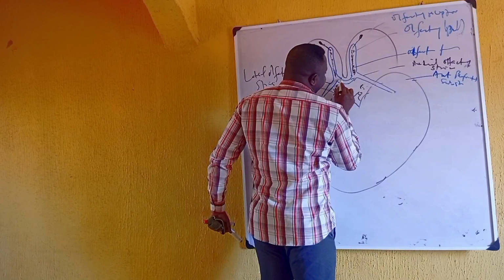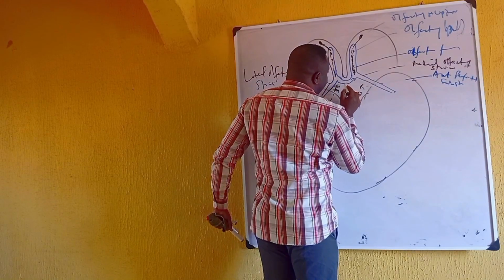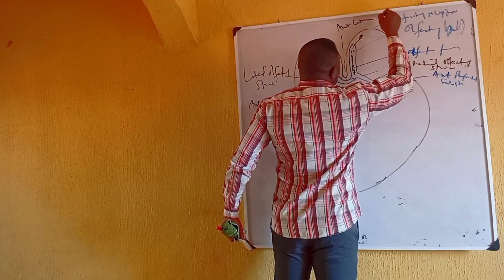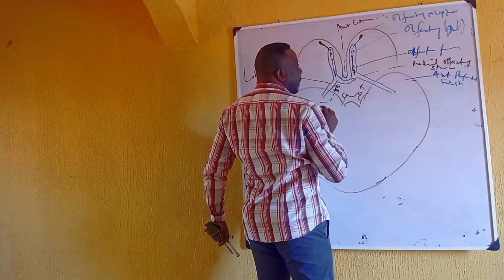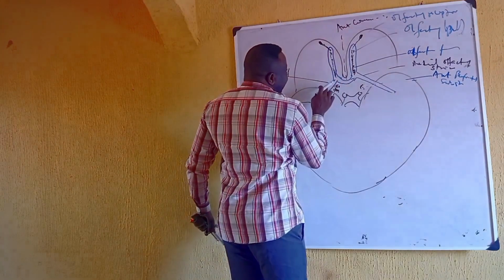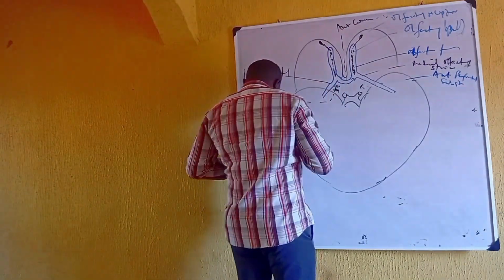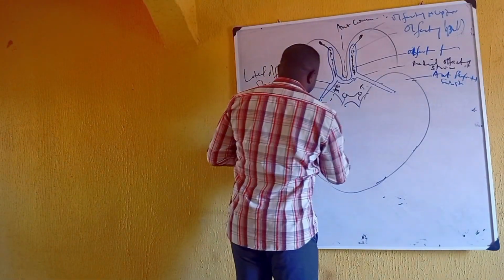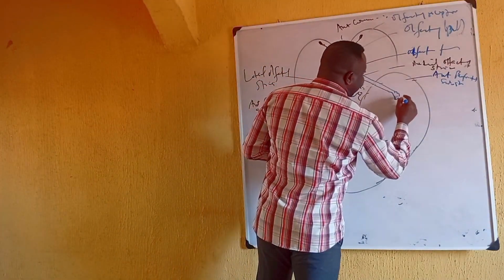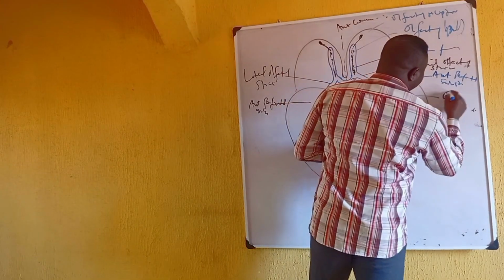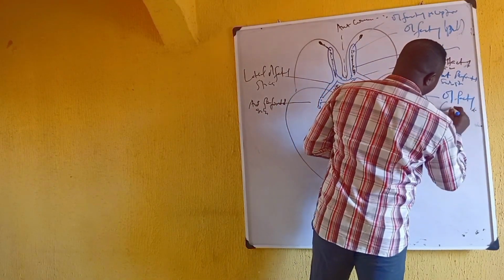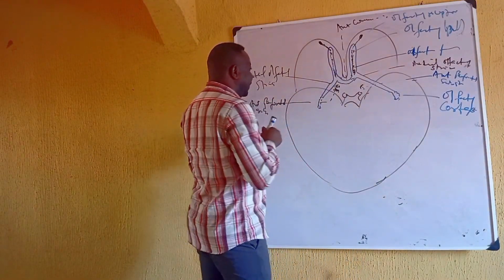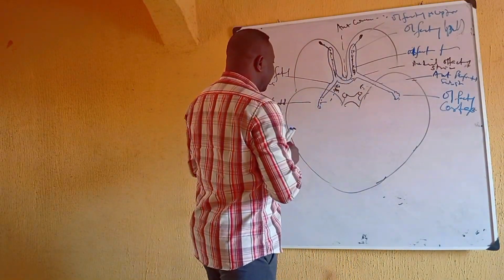Now, the medial olfactory striae passes through the anterior commissure. This is known as the anterior commissure, and moves down to the opposite olfactory bulb. Whereas the lateral olfactory striae goes down to the olfactory cortex. This is the olfactory cortex. The olfactory cortex is actually located in the temporal lobe.